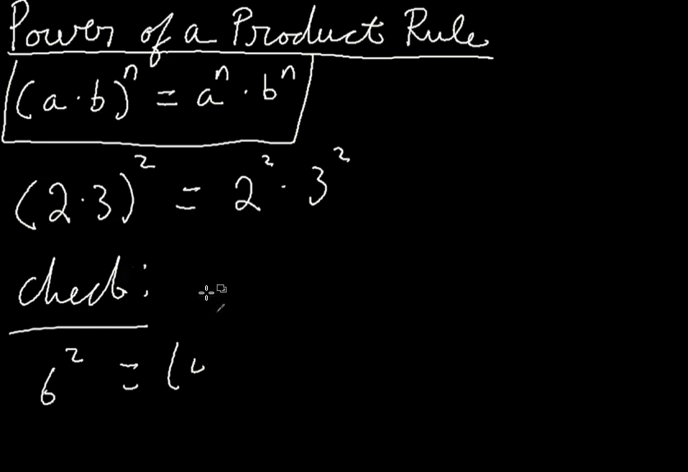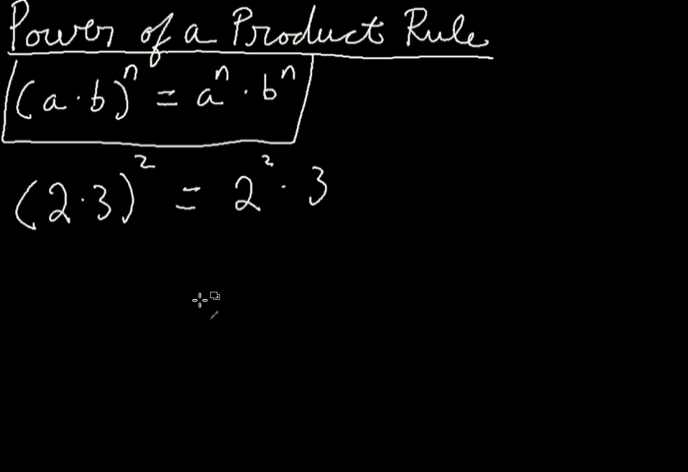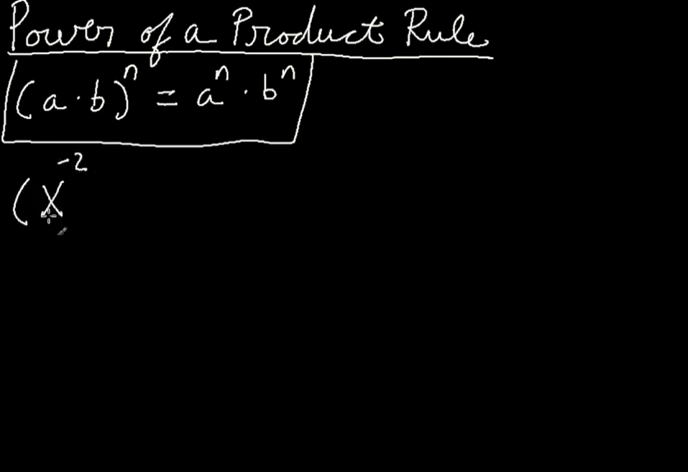Let's look at some where we have some variables, and we can see how this works. I might get rid of this too, just for some room. Let's do this example. x to the negative second, z squared, to the 7th. Let's see if we can simplify this.